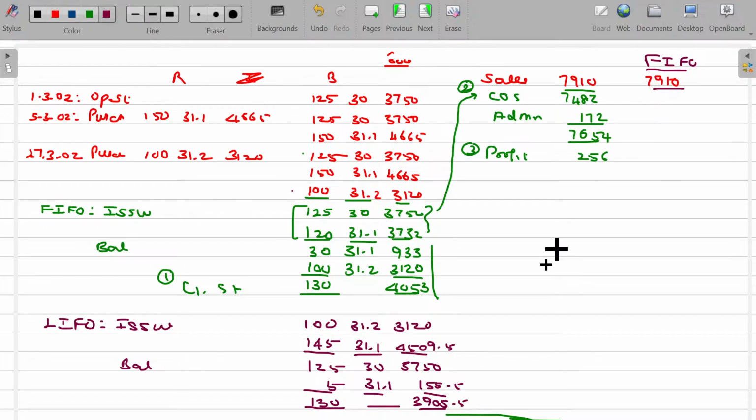Now find out the cost of sales. The issue will be the cost of sales. The cost of sales in this case being 7,629.5. Admin overhead remains the same, 172, and total cost being 7,801.5, and your profit ultimately you will be getting here being 108.5. Clear? Hope now you'll be able to understand FIFO as well as LIFO. This one is LIFO method.